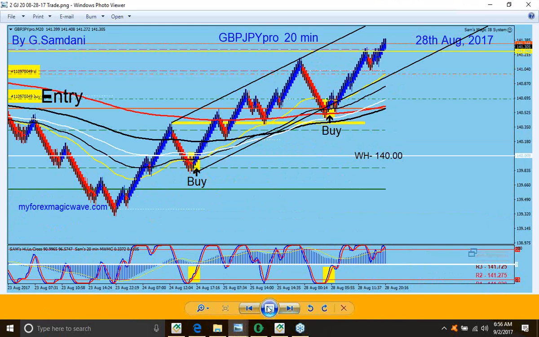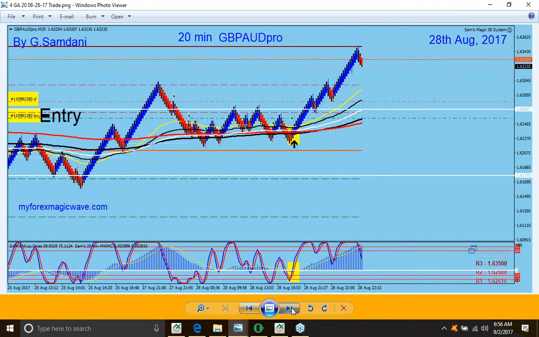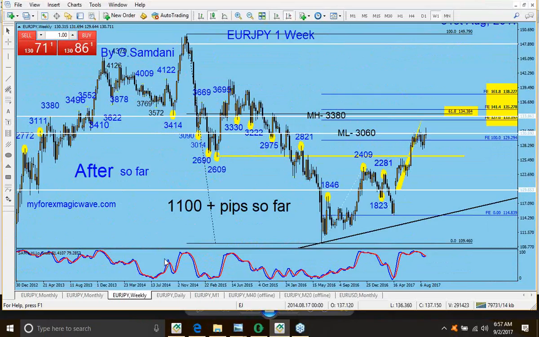2975. Euro yen. Okay, now like this one. See 2975, how it works. It just drops here, and then remember 3060. See this? And again, this is the weekly number, 3090 somewhere on a weekly chart.